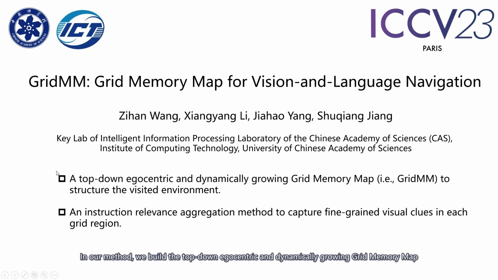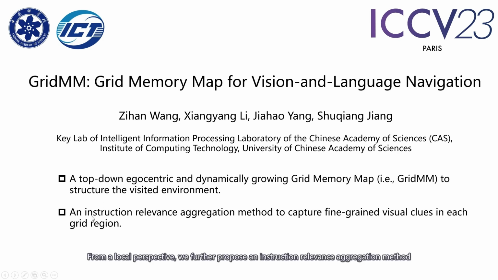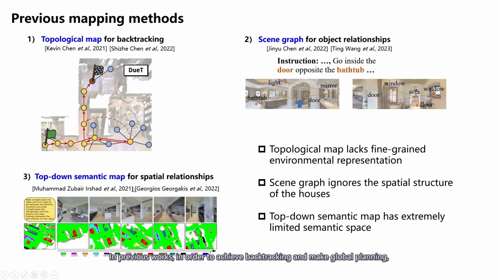In our method, we build the top-down egocentric and dynamically growing grid memory map to structure the visited environment. From a global perspective, historical observations are projected into a unified grid map in a top-down view, which can better represent the spatial relations of the environment. From a local perspective, we further propose an instruction relevance aggregation method to capture fine-grained visual clues in each grid region.